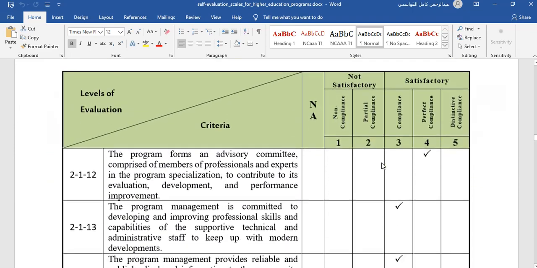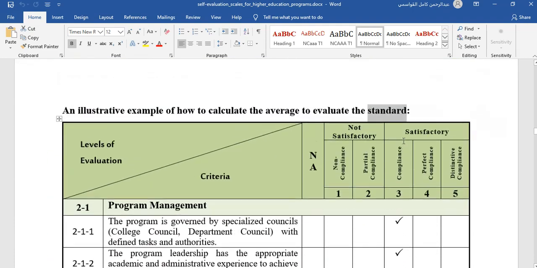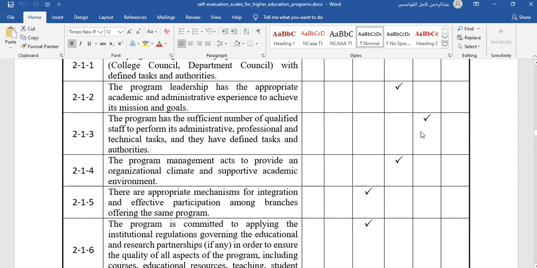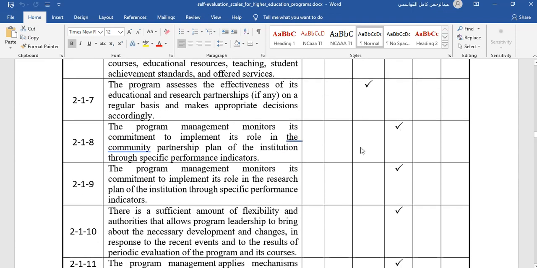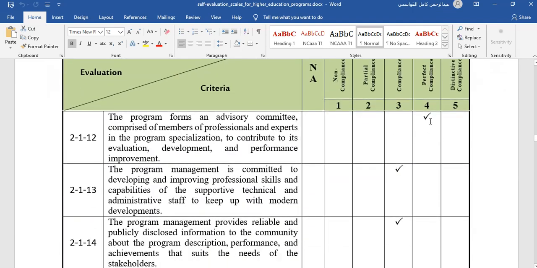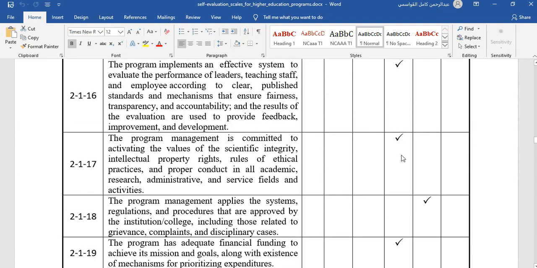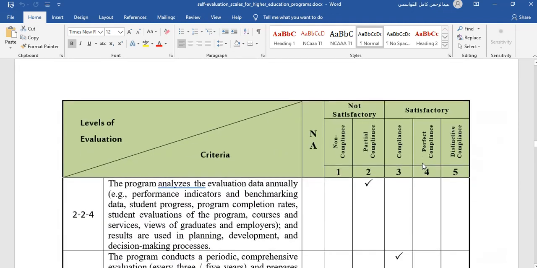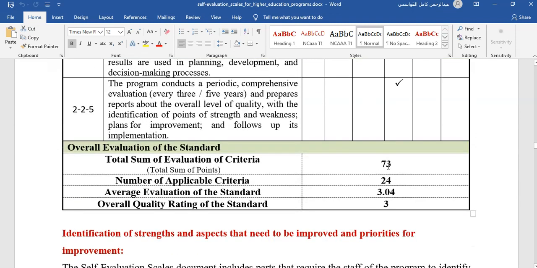To sum. This is 4, which means 4 points. Let's start from the beginning. 3 and 3, we have 6 here, 4, 10, 13, 15, 17, 19, 22, 25, 28, 31, 35, 38, 41, 44, 47, 50, 54, 57, 60, 68, and we have 70 and 3, so we have 73.